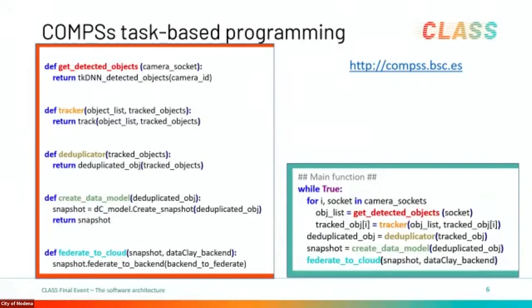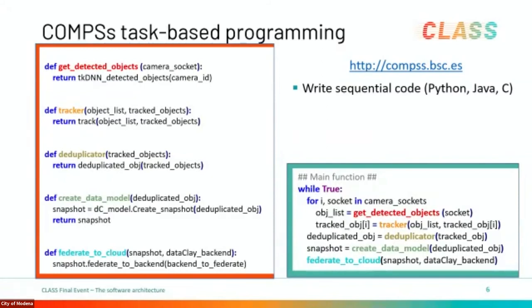So the first step is to develop the sequential code in any typical language like Python, Java, or C. So for example, we have here the different functions to get the detected objects from the TKDNN, to track them, to deduplicate them, and then create the data model and send it to the cloud. And we have a loop where we access all the available sources, we do the detection, the tracking, and then we deduplicate, et cetera. So how do we transform this sequential workflow into a distributed workflow?